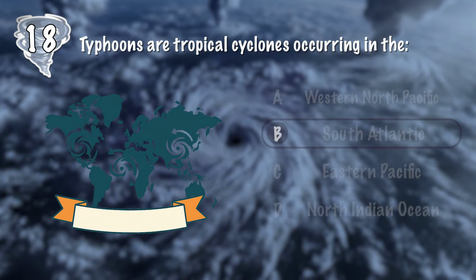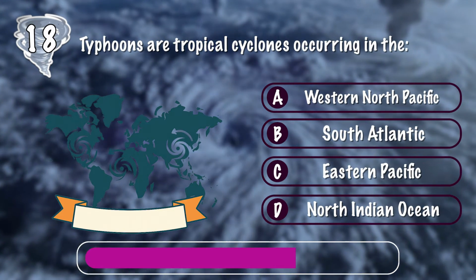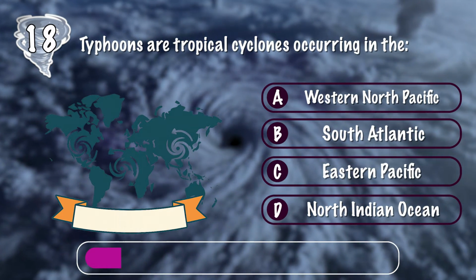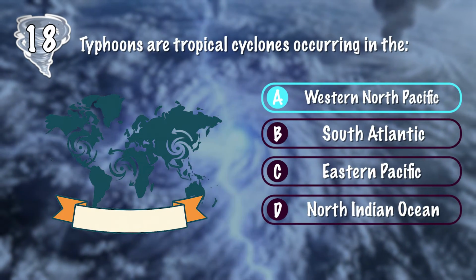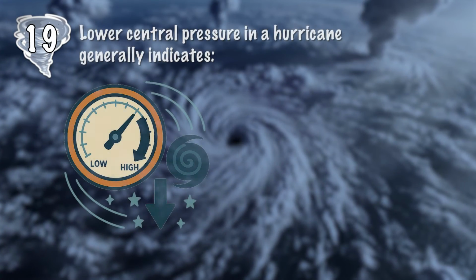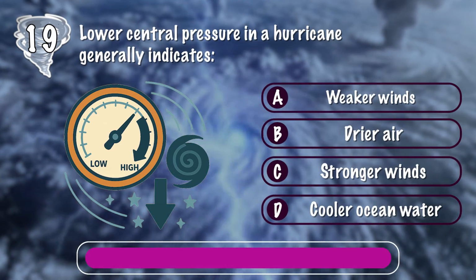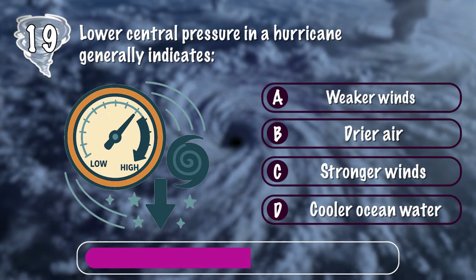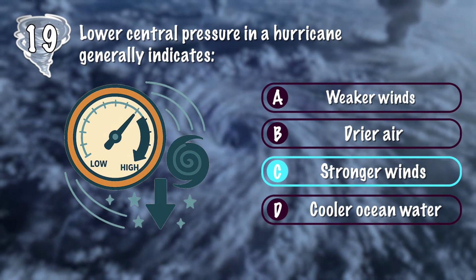Typhoons are tropical cyclones occurring in the correct answer A, western North Pacific. Lower central pressure in a hurricane generally indicates correct answer C, stronger winds.